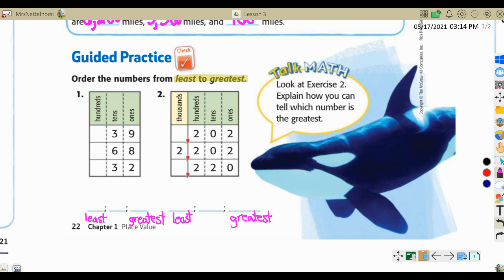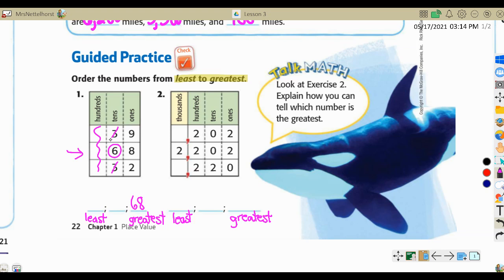Okay, so comparing the hundreds, there's no digits in the hundreds place, so I can ignore the hundreds place. So now I'm going to look at the tens place. So I have a 6 here, which is greater than the other numbers, and then I have 2 3s. So I know that 68 is going to be my greatest number. I'm going to put it here.